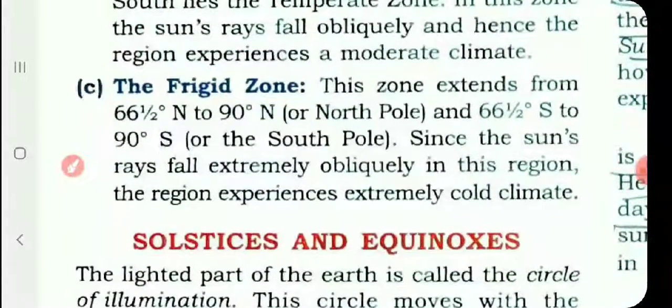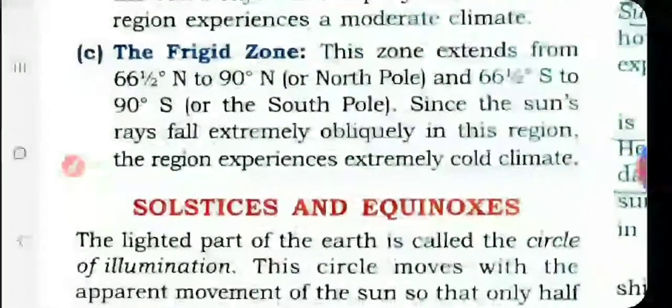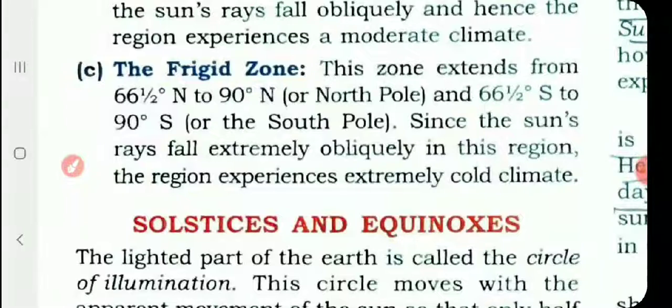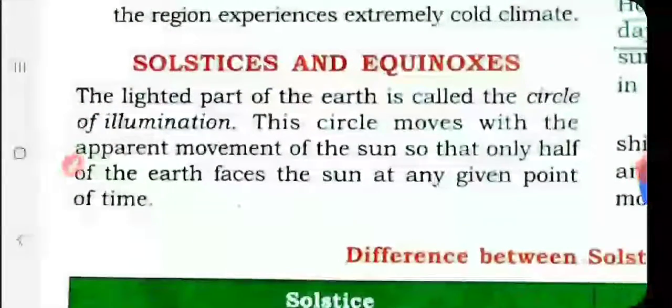Now let us see the frigid zone. 66 and a half north to 90 degrees north, 66 and a half south to 90 degrees south. That means Arctic Circle to North Pole, Antarctic Circle to South Pole. This is the area of the frigid zone. A specialty of this zone: since the sun rays fall extremely obliquely, this region experiences an extremely cold climate. There is practically no sunlight, so this region experiences a cold climate.